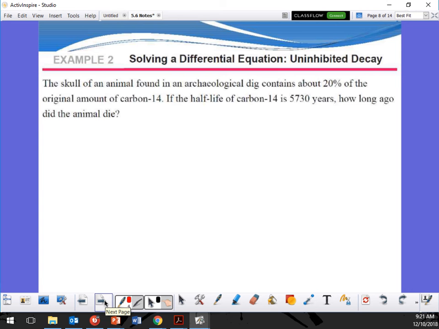All right, a skull of an animal found in an archaeological dig contains about 20% of the original amount of carbon-14. Carbon-14 is a radioactive substance. The half-life of carbon-14 is 5,730 years. How long ago did the animal die?